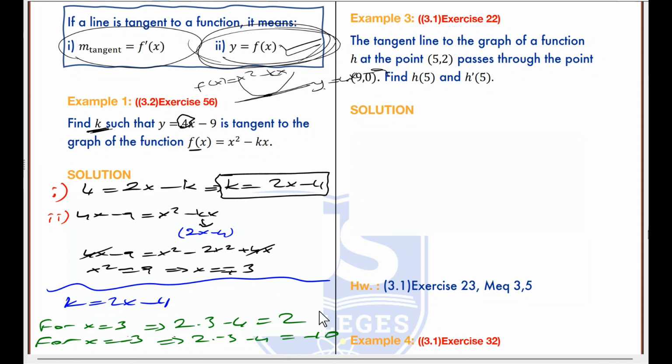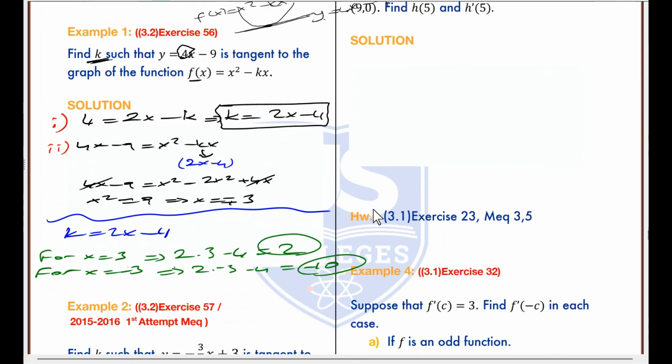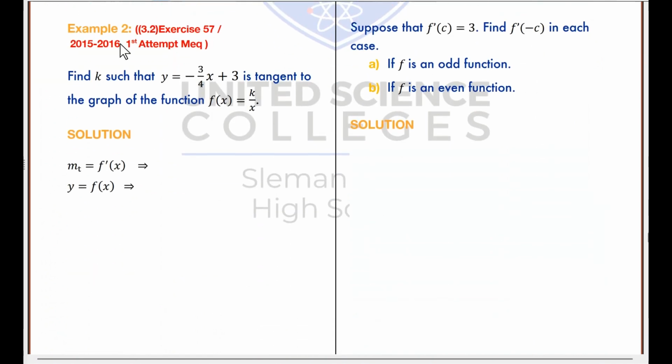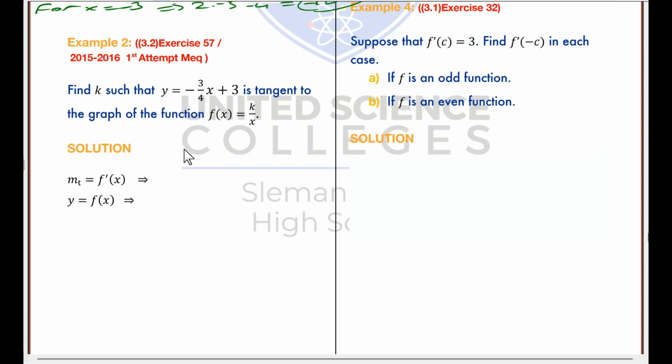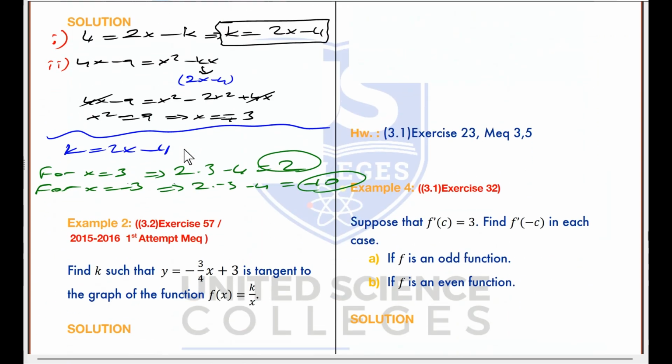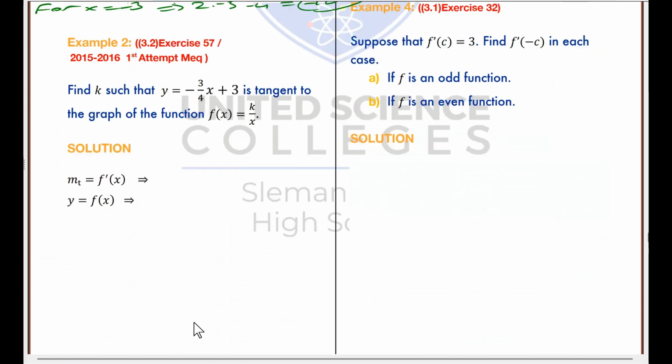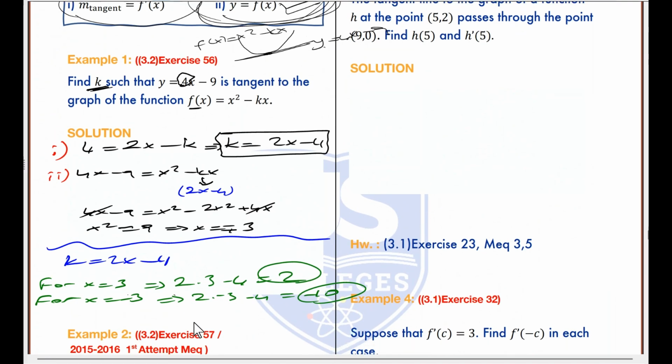So we have two possible answers, 2 and negative 10. All right, so this is the way of solving these type of questions. This is second section question. Another question similar to this, same idea, and a mystery question. We have many mystery questions here. We have 4, 5 of them.